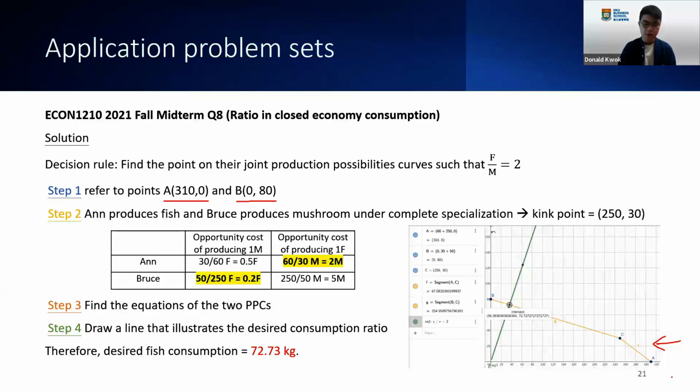And finally, step 4, to draw a line that illustrates the desired consumption ratio. Because we have fish to mushroom equals to 2 to 1, and we also plot fish on the y-axis, right? So this is why we are going to draw the line y over x equals to 2 in GeoGebra and find its intersection with the combined PPC. In order to solve this question, the desired fish consumption, nothing special, we just look at the y coordinate of the intersection point, 72.73 kg.